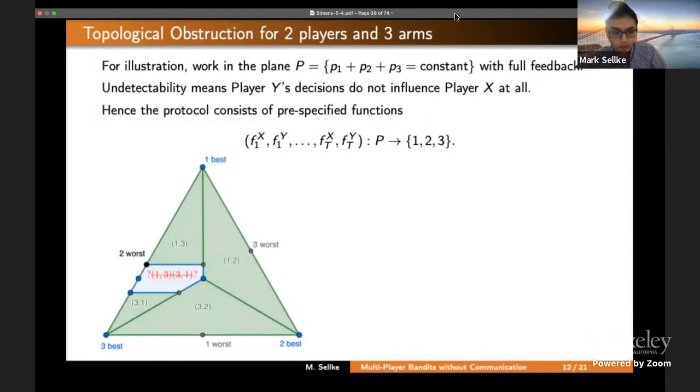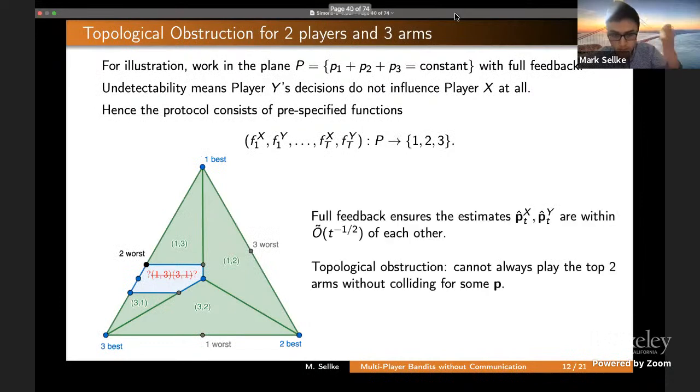And if you try to do this naively, there's an issue. Basically, you can think that the two players have empirical estimates of the true reward vector p, and they're close to each other, but there's some noise of order 1 over square root t.